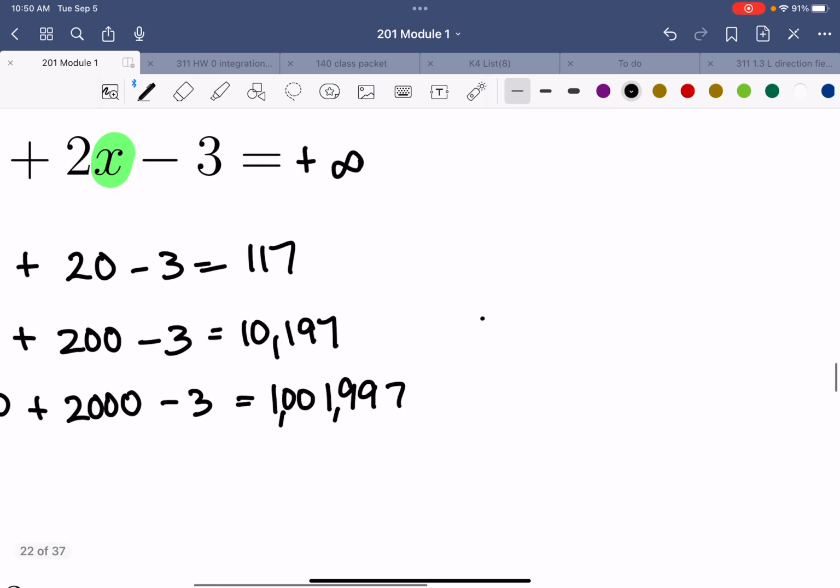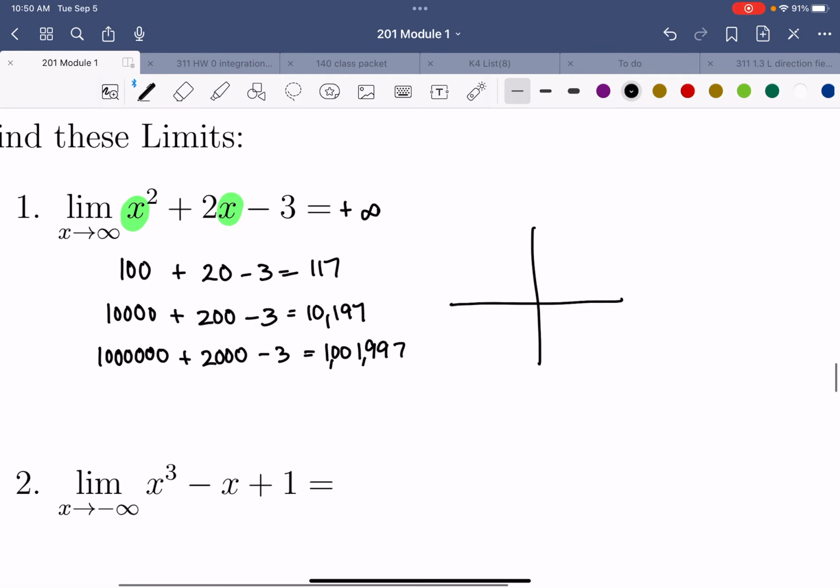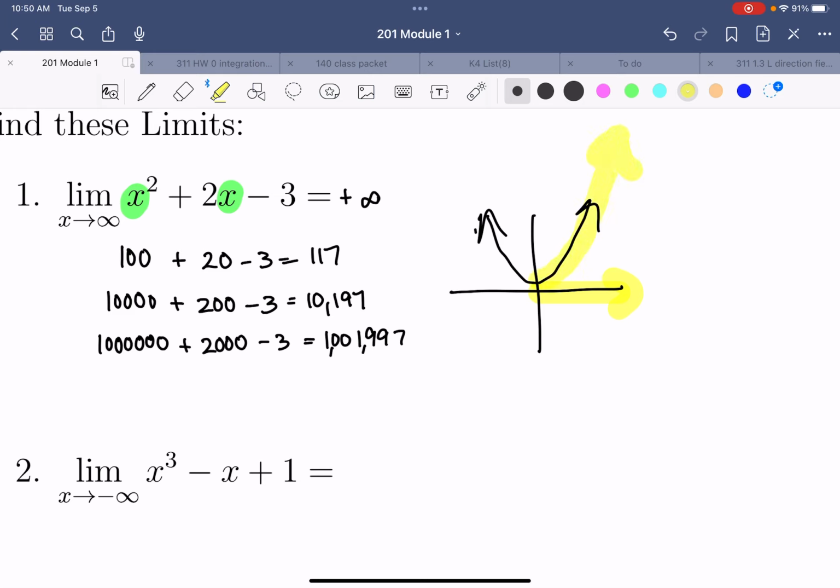We can also see that if we think about the graph. So this is a polynomial, x squared plus 2x minus 3 is a quadratic, and it's positive x squared, so it's going to open up. I don't know where it's going to be, but it's going to look like this. And as we go off to infinity, if our x's go to infinity, they're going to the right. So as I trace this to the right, my answer is going up, okay, to positive infinity.